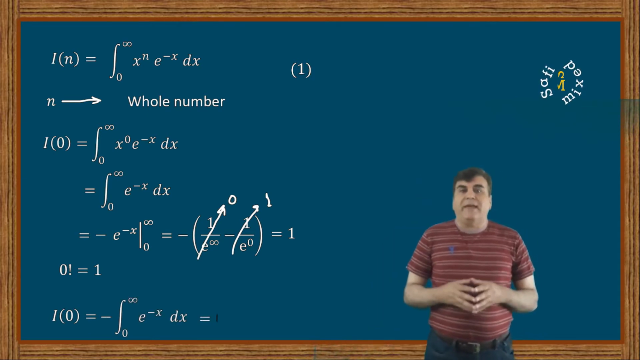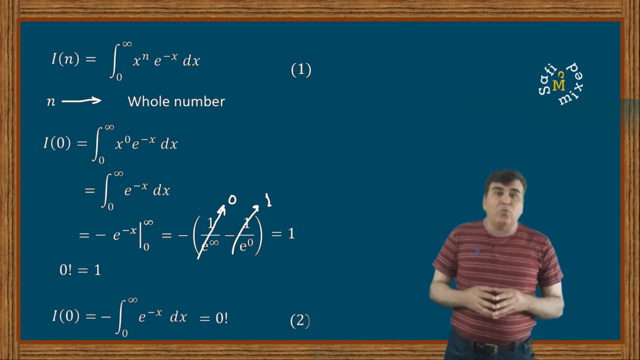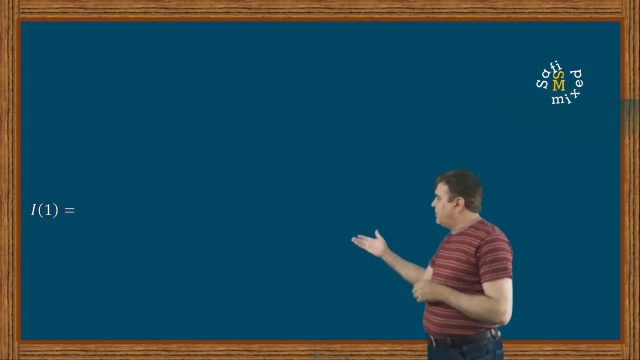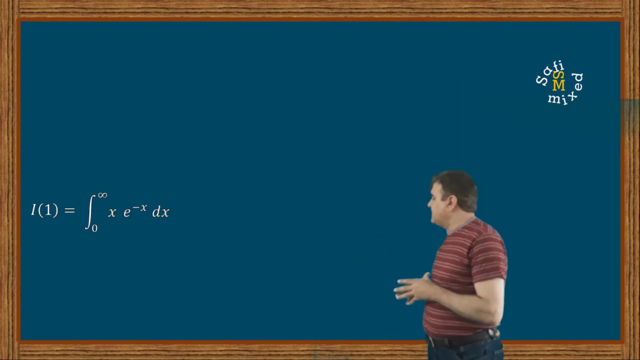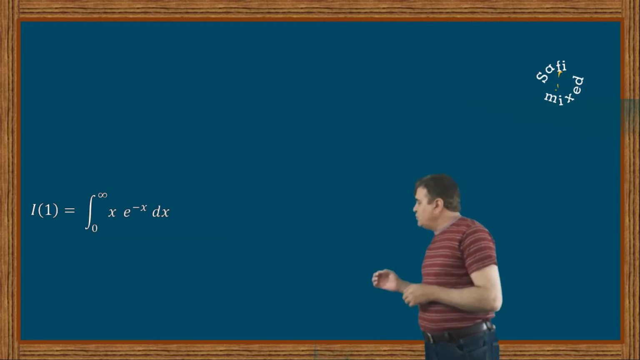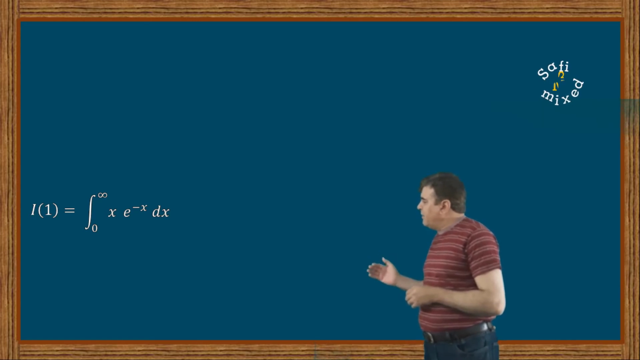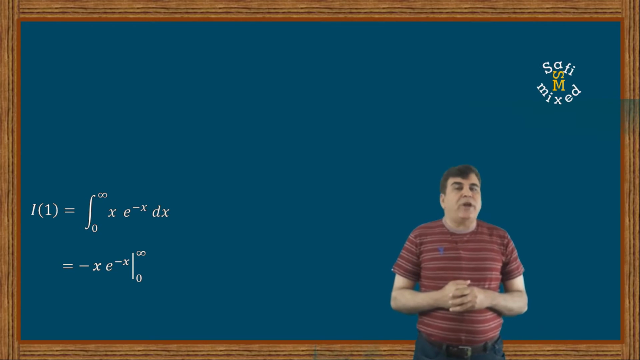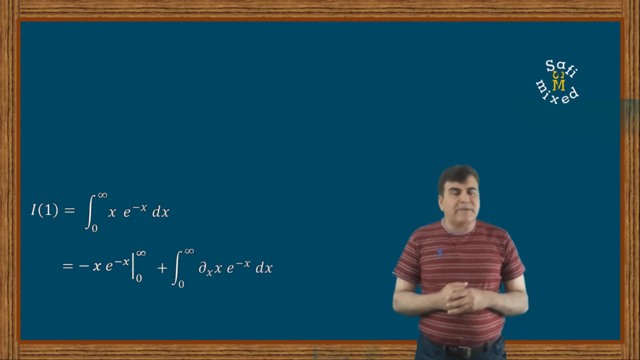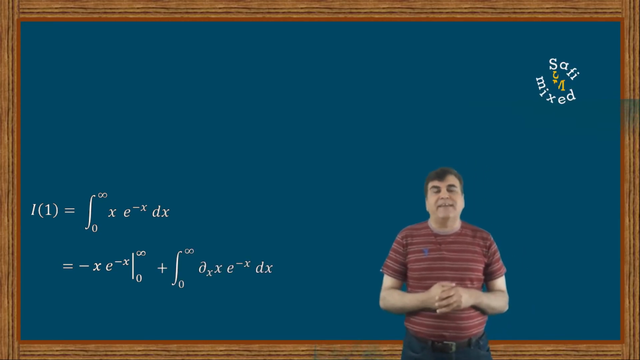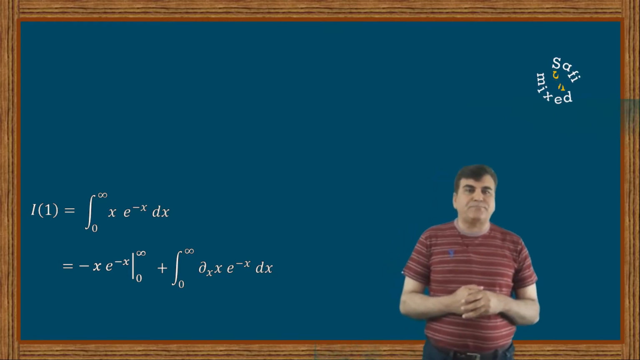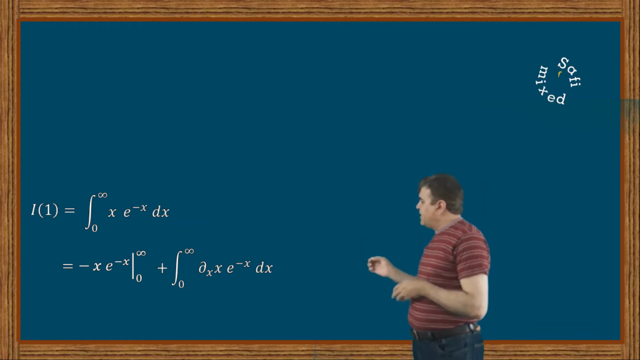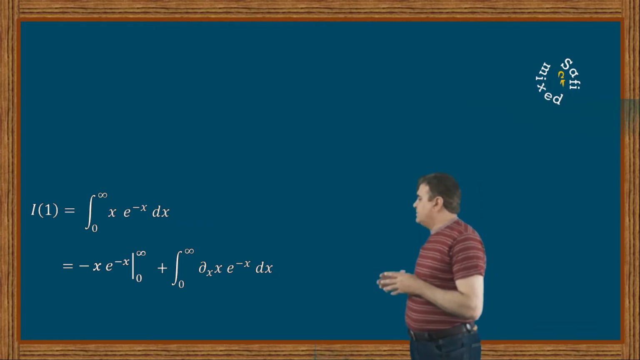Now let us solve equation 1 for n equal 1. In that case, the integral takes the form I of 1 equals 0 to infinity x times exponent of minus x dx, and using integration by parts, I can put the integral into this form, where I have treated x as the first function and exponent minus x as the second function, where in the second part inside the integrand, the derivative partial of x only applies to x.